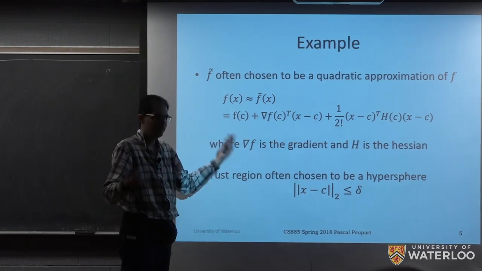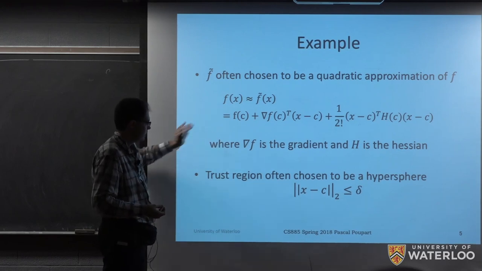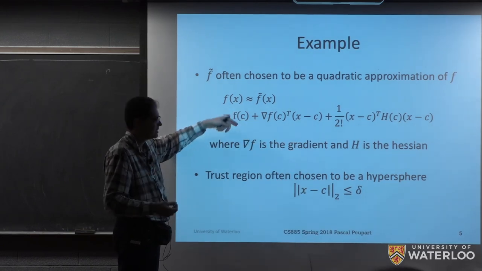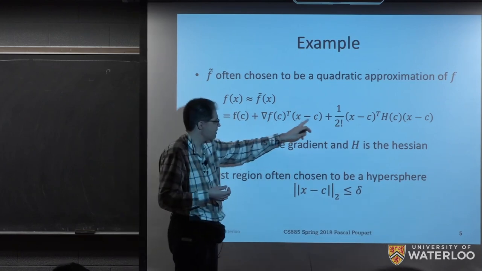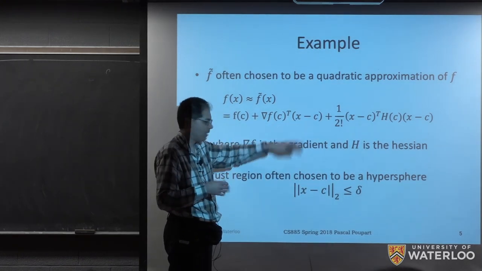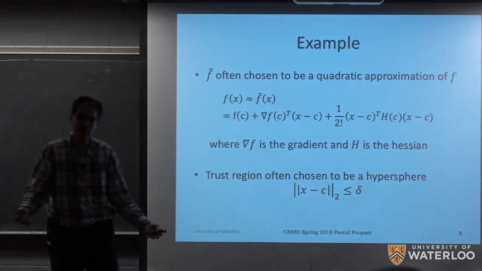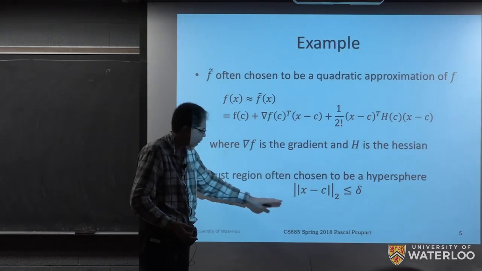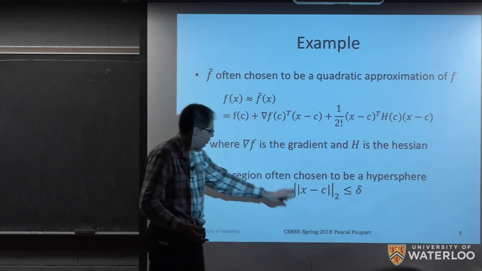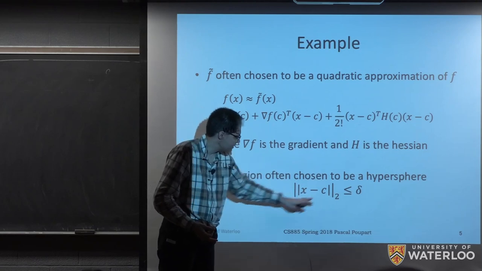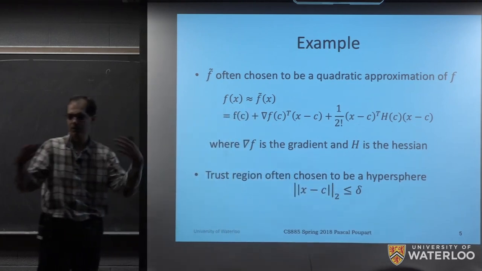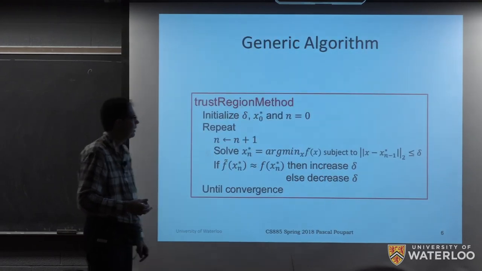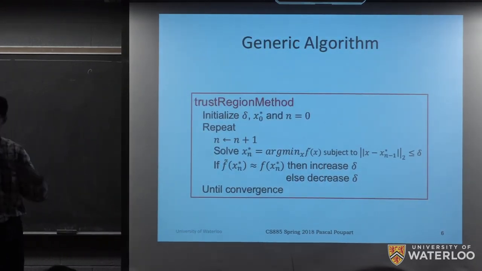In fact, Newton's method can be thought of as doing that. Now the problem, again, is that the approximation is exact at C, but as I go away from C, if x is far from C, my approximation is going to degrade, and I might not want to trust it. So what I do is introduce a region. For instance, I could simply use a hypersphere where I bound the Euclidean distance between x and c to be less than delta. Here delta is a threshold, a parameter, and it defines the size of my trust region.